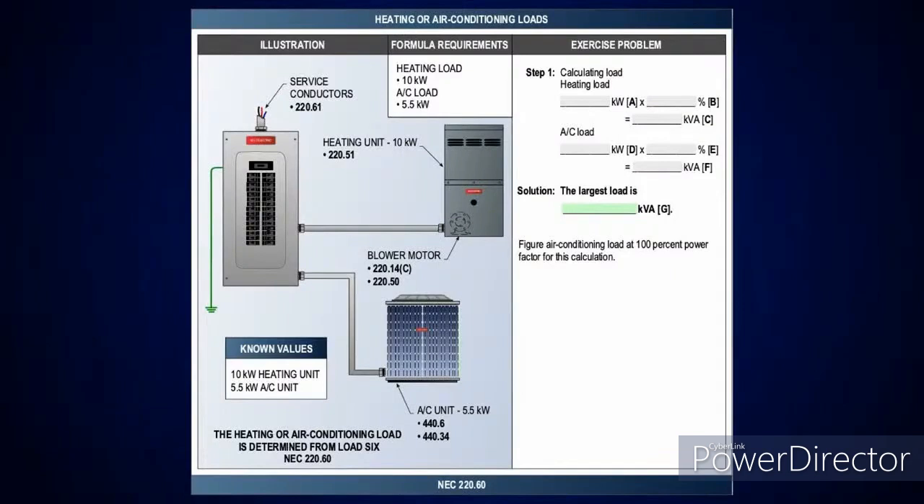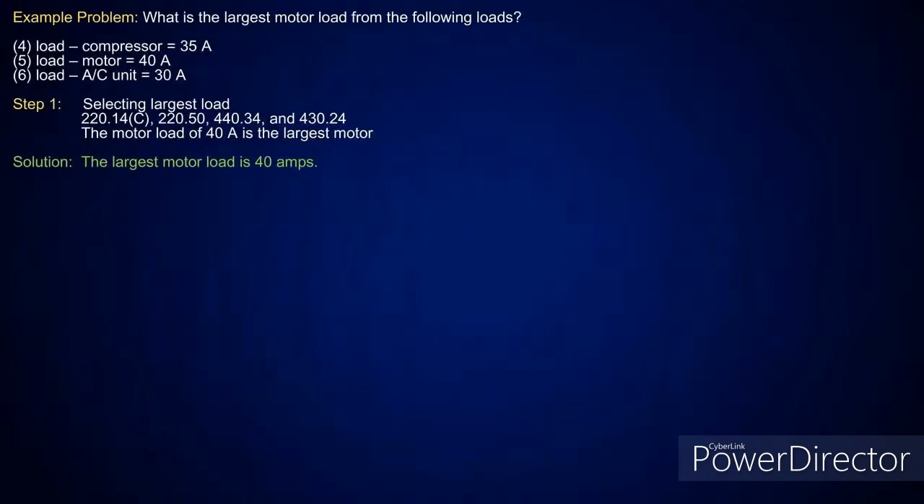Okay? Gotcha. And then you've got it here. I can already tell you, looking at this, you got 5.5 kW and 10 kW. 10 kW is going to be your largest load. You'll drop the 5.5 kW for the AC unit. And then that brings me to my last one, the largest motor load.